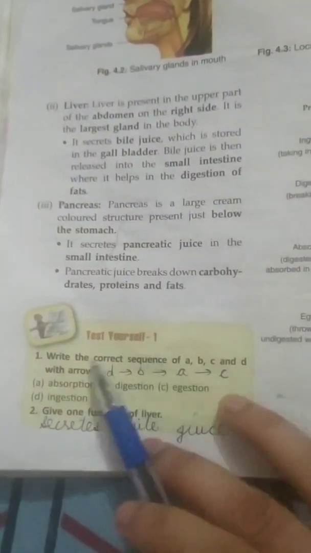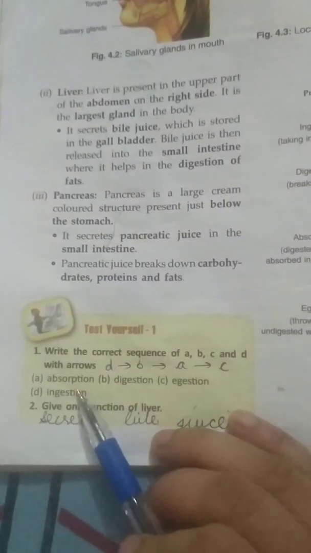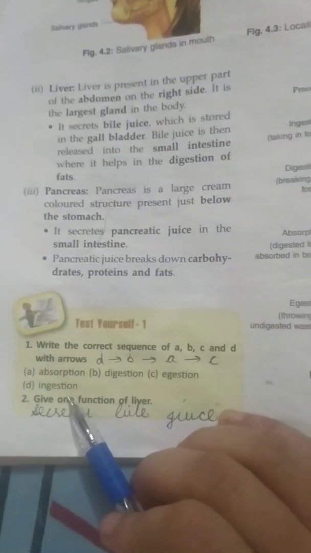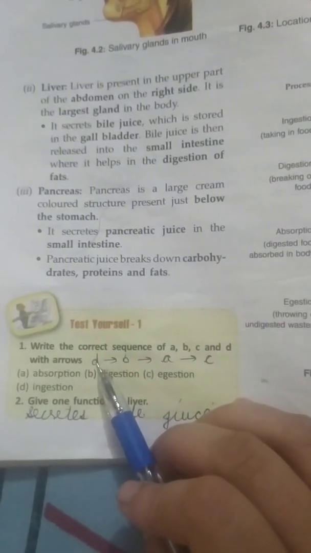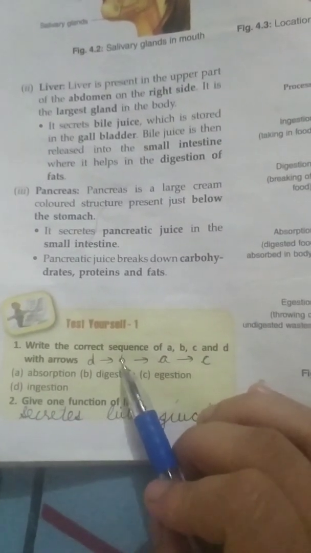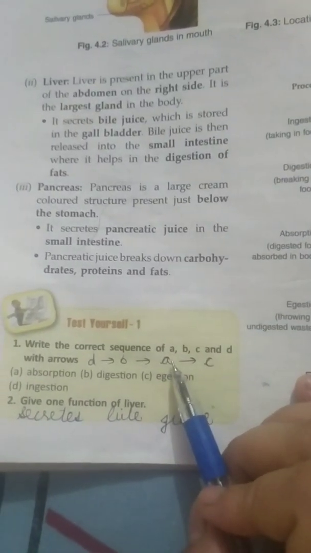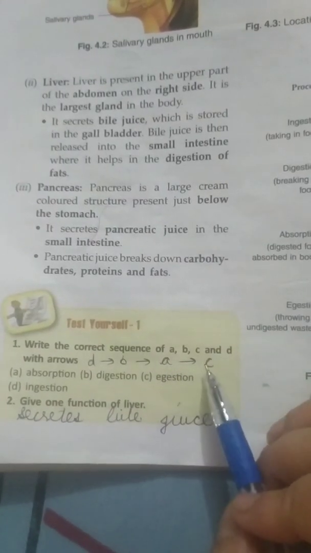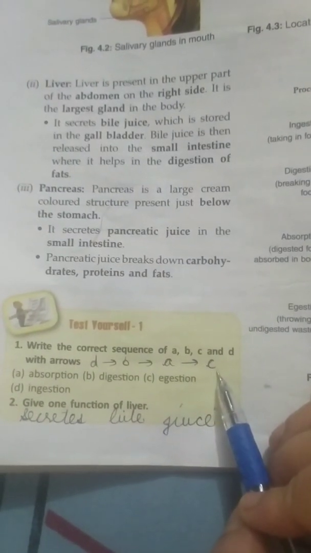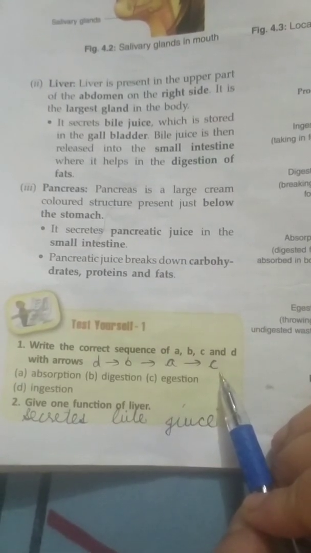Students, test yourself. Write the correct sequence of A, B, C and D with arrows: absorption, digestion, egestion and ingestion. So what is the first step? The first step is ingestion, which means eating the food. The second step is digestion, which occurs in the stomach. The third process is absorption, which happens in the small intestine. And the last process in the digestive tract is egestion, which means throwing out the waste from the body.